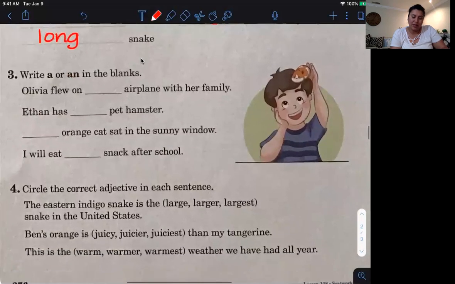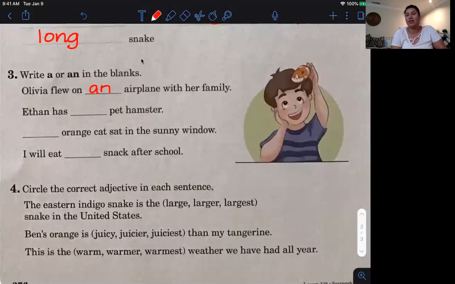Let's skip on down to number 3. Write a or an in the blanks. Olivia, oh, I know an Olivia. Olivia flew on an airplane with her family. Remember, you use an when it starts with a vowel, and you use a when it starts with a consonant. So airplane starts with a vowel, so it's an.